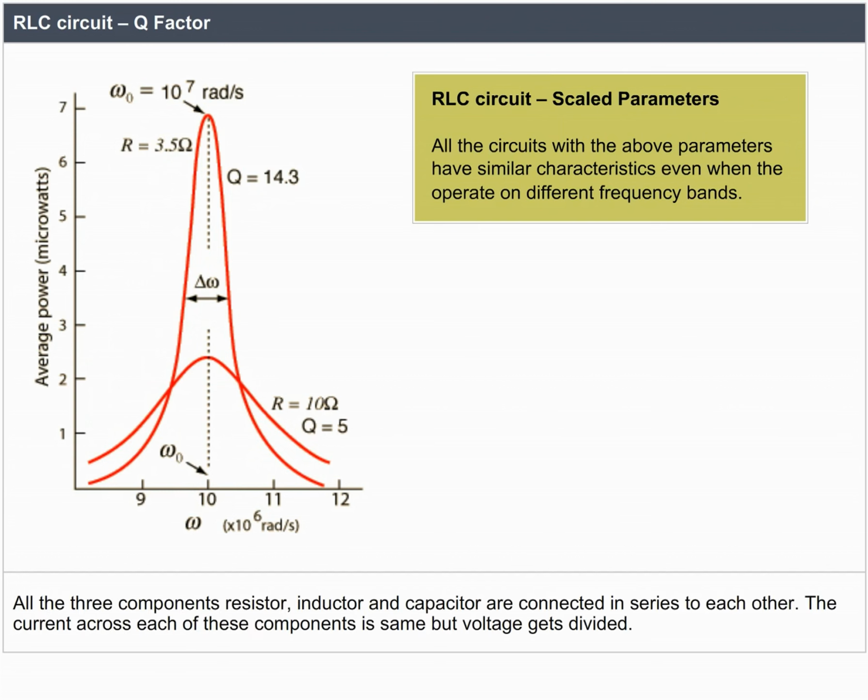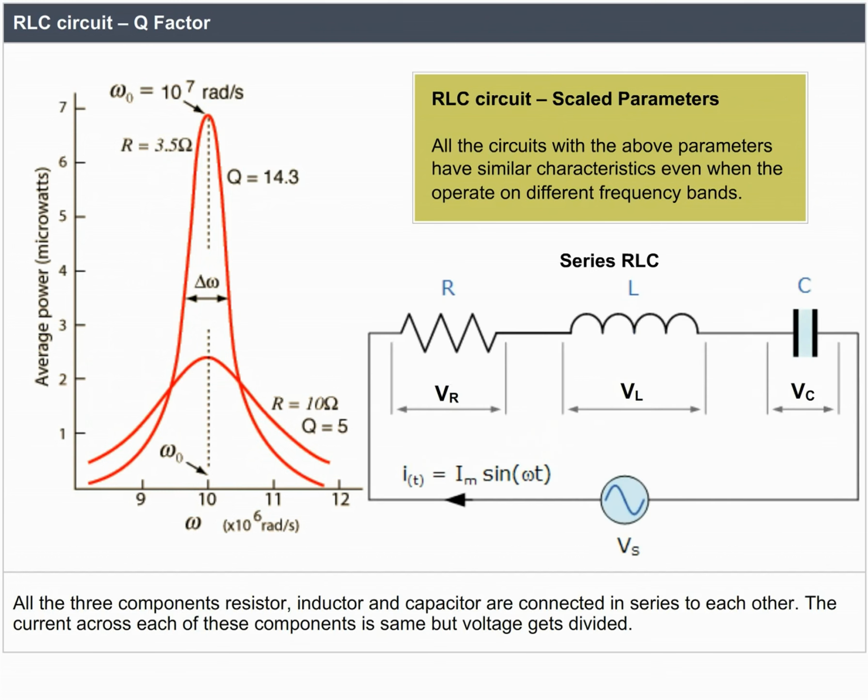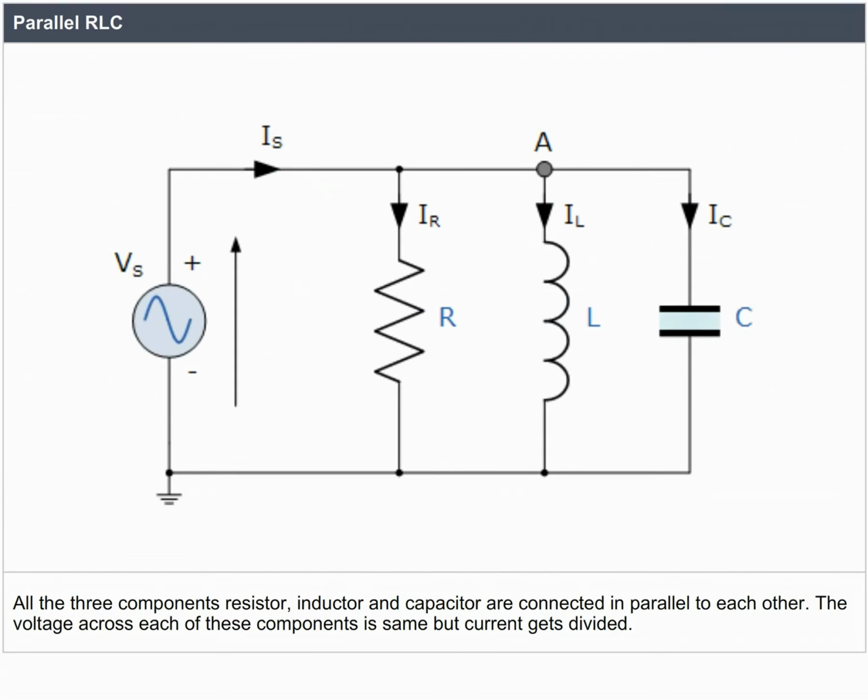Series RLC. All the three components, resistor, inductor and capacitor, are connected in series to each other. The current across each of these components is the same, but voltage gets divided. Parallel RLC. All the three components, resistor, inductor and capacitor, are connected in parallel to each other. The voltage across each of these components is the same, but current gets divided.